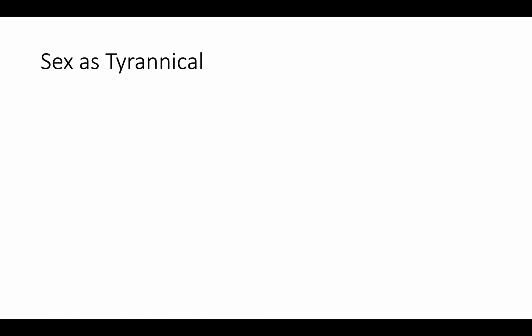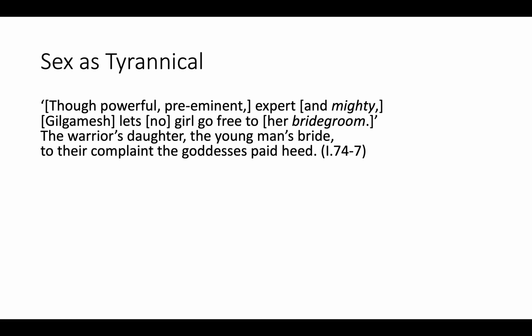The sex that Shamhat and Enkidu have seems to be very beneficial, very generative, very good. It helps Enkidu realize that he is human. She later gives him a makeover, so he becomes a little bit more like Gilgamesh, handsome and put together. But sex in the epic also functions as an avenue through which tyranny can perpetuate. So here are some lines that speak to that. Though powerful, preeminent, expert, and mighty, Gilgamesh lets no girl go free to her bridegroom. The warrior's daughter, the young man's bride, to their complaint the goddess paid heed.